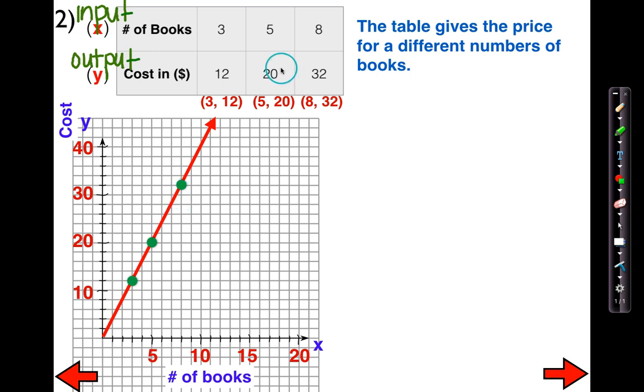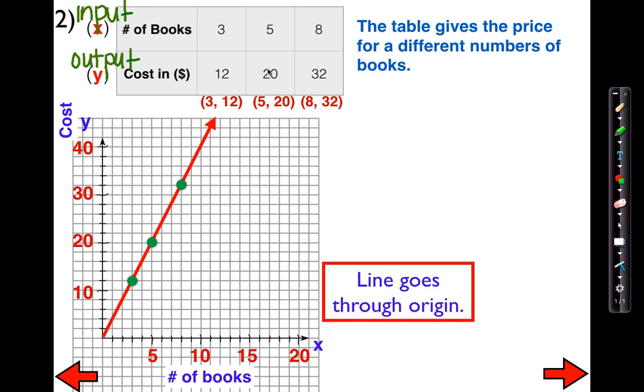Based off of this graph, I have a lot of information which will allow me to determine whether or not this is a proportional relationship. I'm going to say it is. Why? Number one, it is linear. It is a straight line. Number two, it goes straight through the origin, which is a requirement for it to be a proportional relationship.